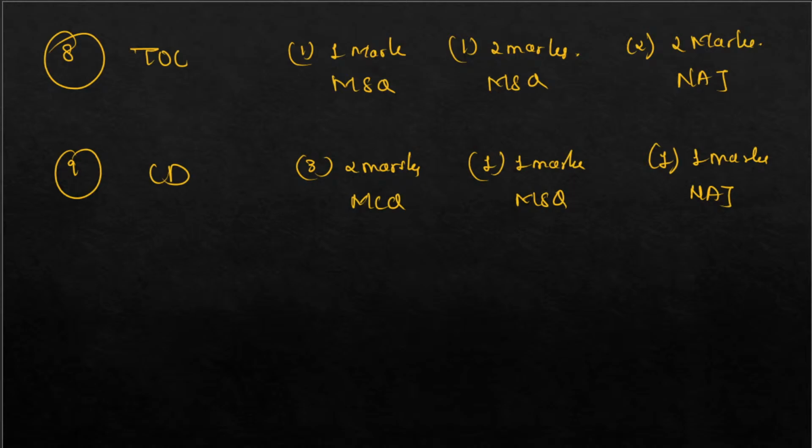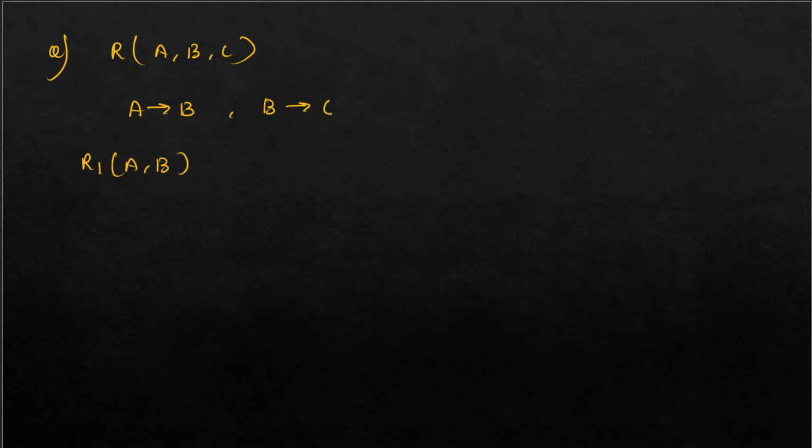Now let's discuss the questions which came in the paper. One question came of DBMS. The question was like this. R is (A, B, C) with the FDs A tends to B and B tends to C. R1 is decomposed into A, B, and R2 is decomposed into B and C.